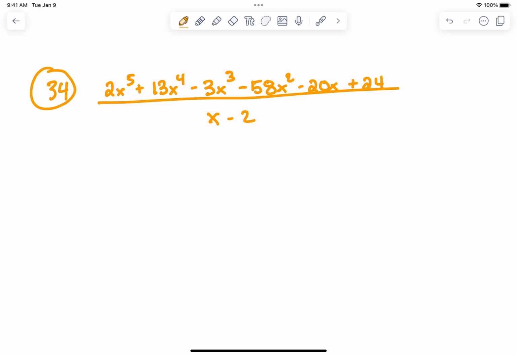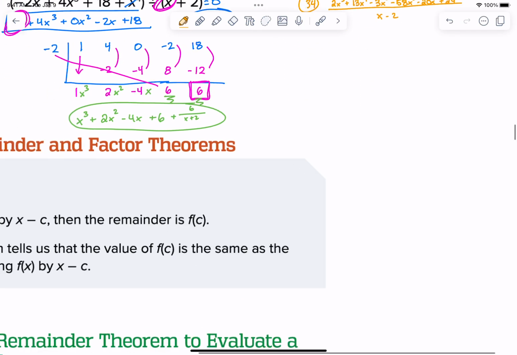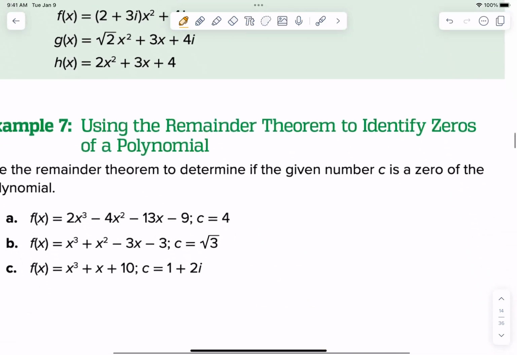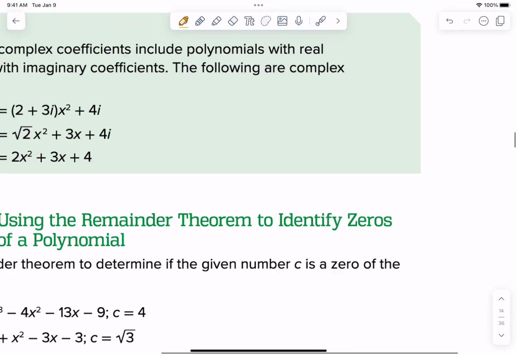All right, hello folks. We're gonna do number 34 together. This is a synthetic division problem. I know it's not real hard, but I'm gonna go through this one because I'm gonna show you how to check your answer. And that's gonna lead us into the next little bit of notes that we're gonna talk about, like the factor theorems and stuff. We're not gonna do too many examples today, but we'll do a few, okay?